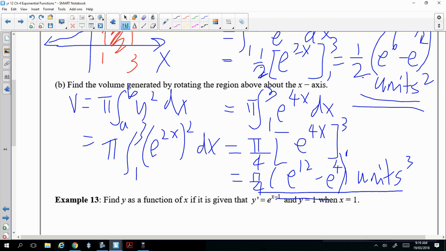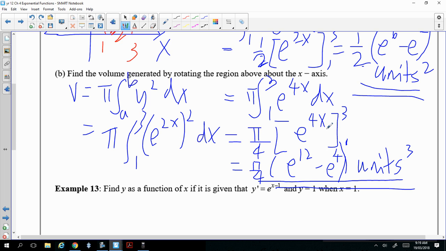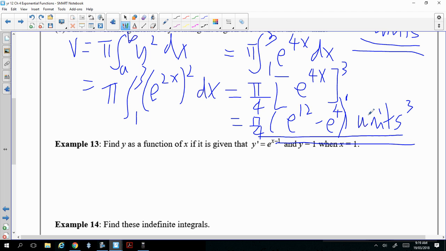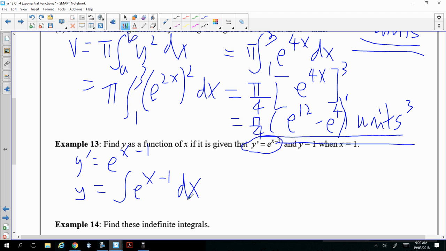All done? Right, next we do primitive. So given y dash is this, y dash is that, you have to find the primitive. So you do y is that, and then find out what c is. Okay. So you integrate, so you get y equal to e to the power x minus 1 plus c. Find c where x is 1, y equal to 1. And then you get 1 equal to e to the power 1 minus 1 plus c.